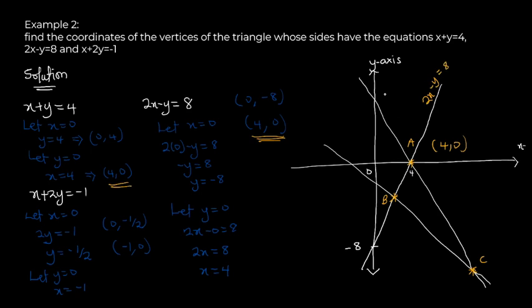The one over here is x plus y is equal to 4, and then the last one over here is x plus 2y is equal to negative 1. So if you want to find the vertex B over here, we solve the equations 2x minus y is equal to 8 and x plus 2y is equal to negative 1. If we want to find C, we solve x plus 2y is equal to negative 1 and x plus y is equal to 4. Alright, so let's go ahead and solve them and look at the point where they meet.